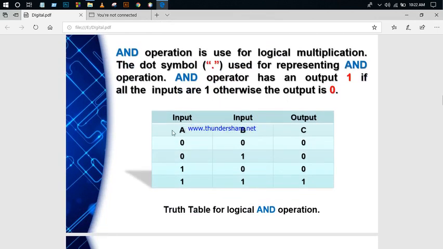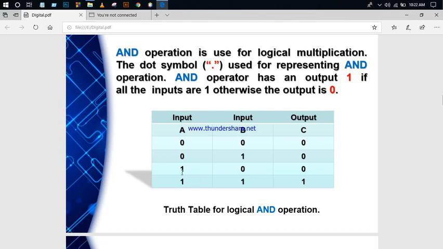So here is a chart table. There are 2 inputs and 1 output. When A and B are 0 and 0, the output is 0. When A is 0 and B is 1, the output is 0.